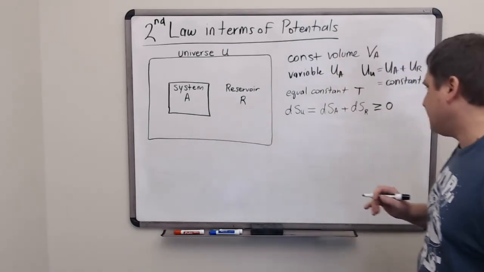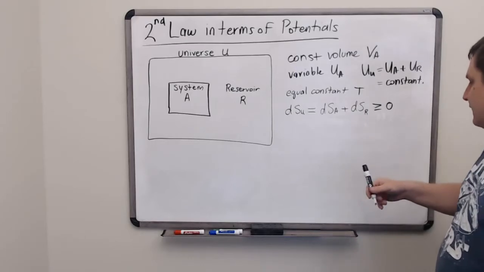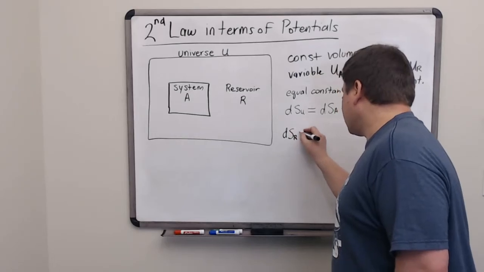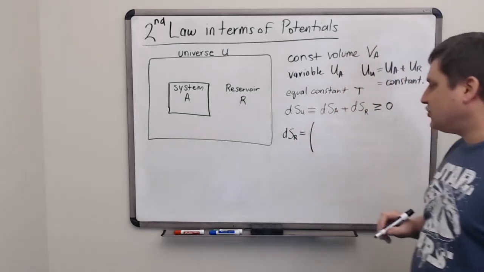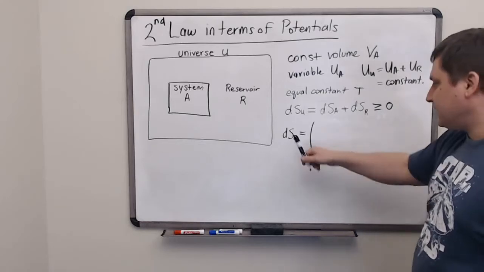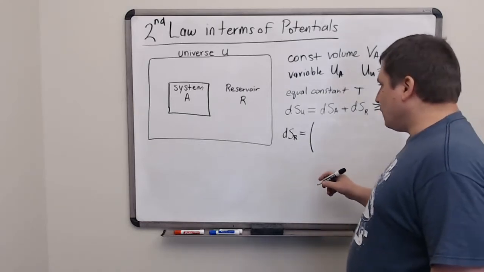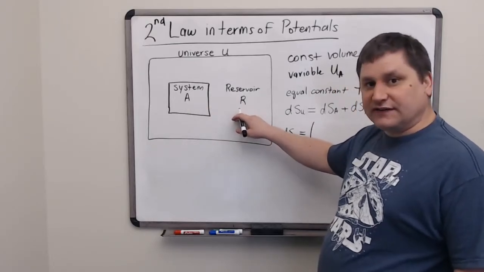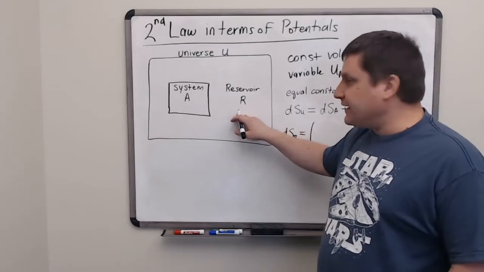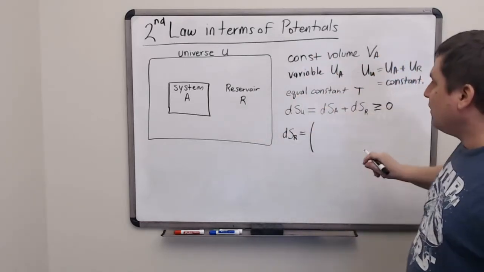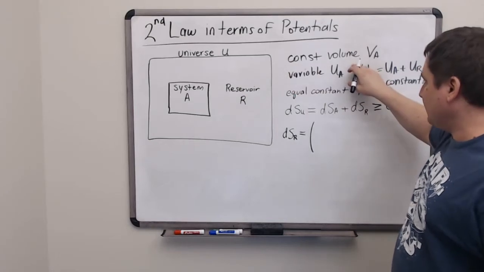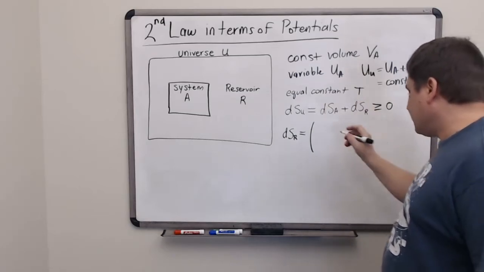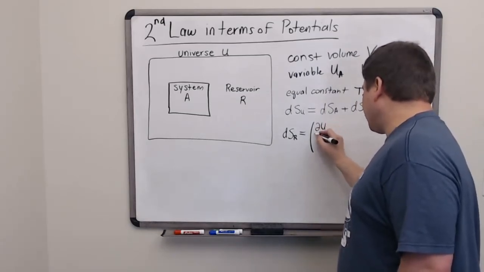So we want to transform our second law into a version that only depends on properties of the system A. So we'll need to do something to this entropy of the reservoir term, and we can do that by going through the changes which would influence the entropy of the reservoir. So we could either change its energy, change its volume, or change its number of particles. Since we are dealing in this first scenario with a system of constant volume, constant particle number, and a variable energy, then we can only trade energy between the reservoir and the system.